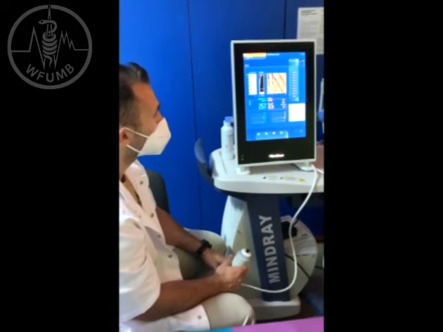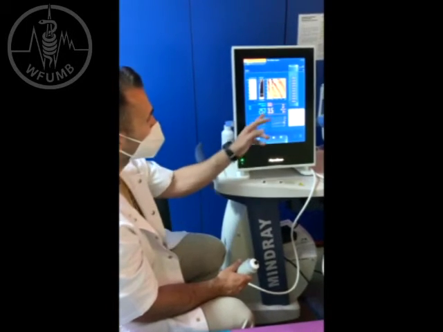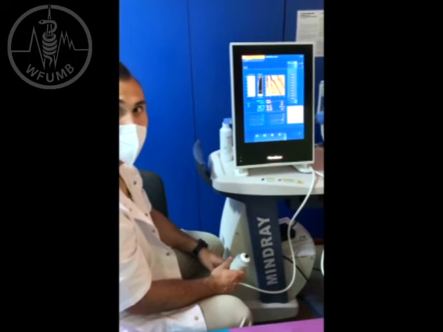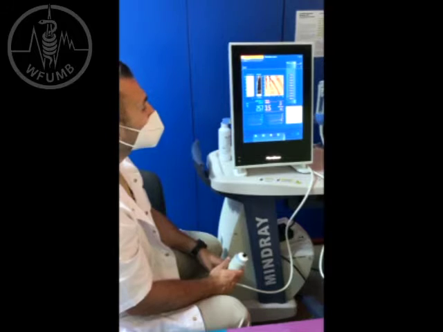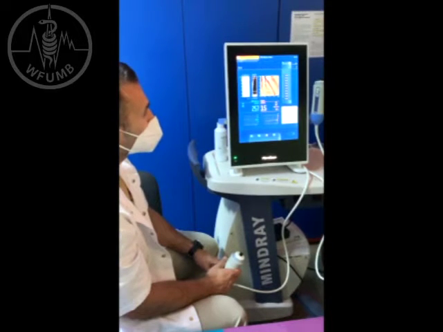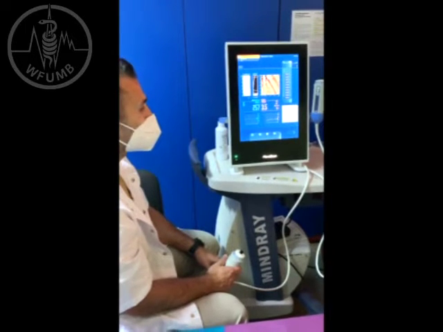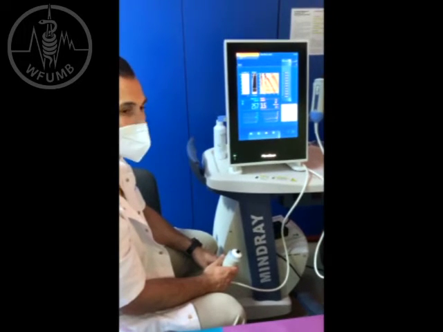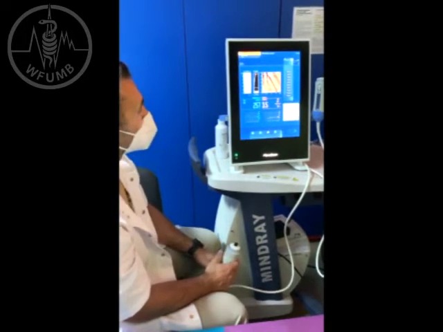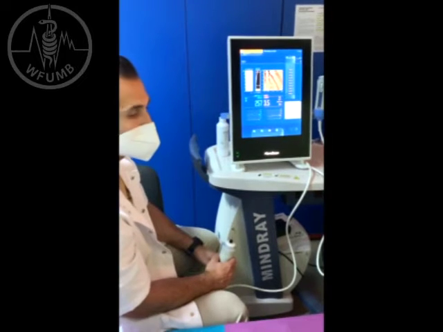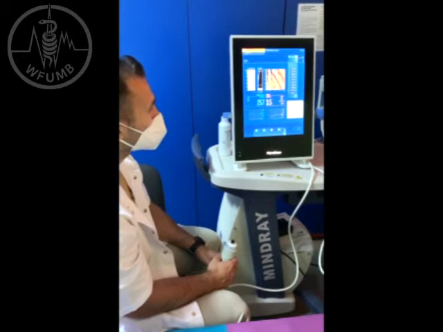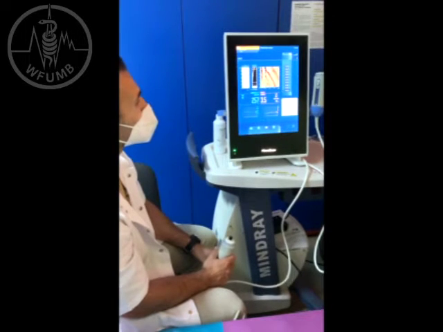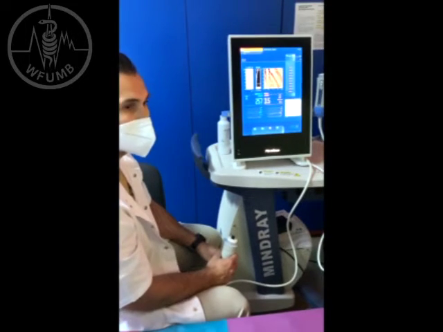The CAP value which we have obtained here is 257 with an IQR of 52. Ideally, we consider a highly reliable measurement to have an IQR value below 40. So this is the presentation of a patient without known chronic liver diseases, where we performed the transient elastography.